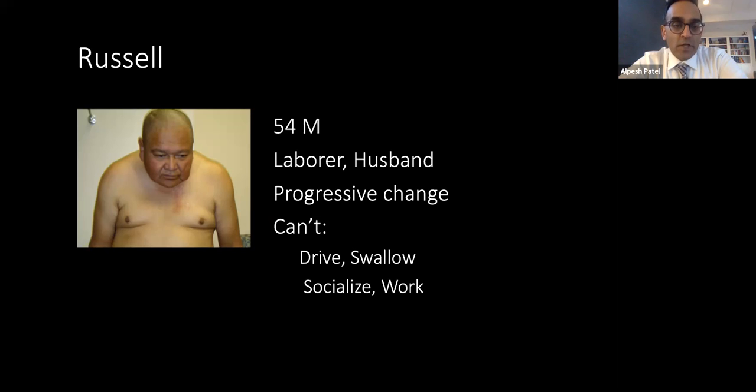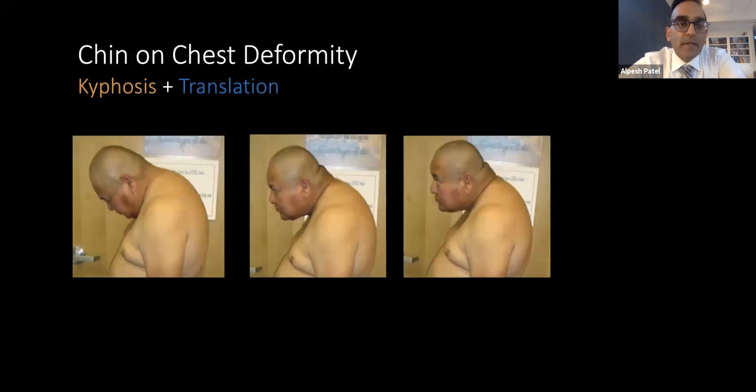He's had this progressive change in his alignment. He gets to the point now where he can't drive anymore because he can't see and look around. He has a difficult time swallowing, so he's actually lost weight because of his difficulty eating and drinking. And if you ask deeper, he's unable to really socialize, and he has a challenge working as well.